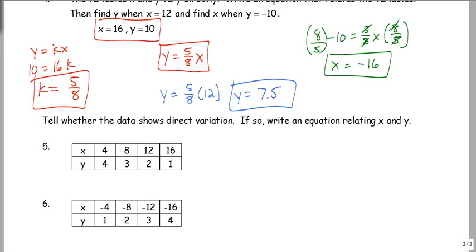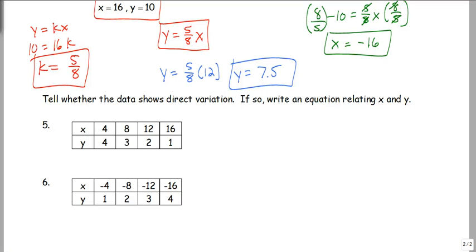And finally, show if it has direct variation. Again, in order for it to have direct variation, it has to be k equals y over x. That always has to be the same thing for each set of data points. So, let's try this. The first point is 4, 4. So k is equal to 4 over 4, which is 1. So that's my one point. My next point is 3 and 8. So k is equal to 3 over 8.